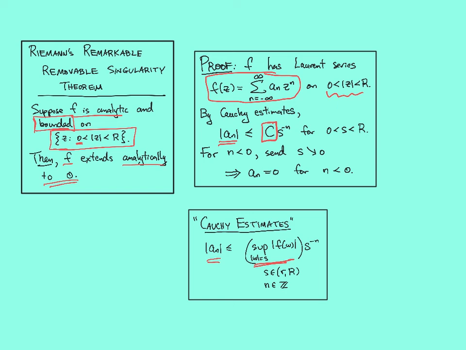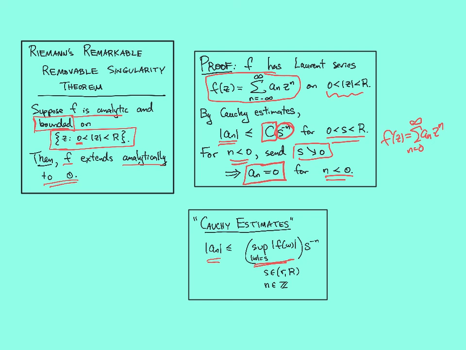And so I have s to the minus n. This is for s bigger than 0 and less than capital R. But when n is negative, I'll get s to a positive power here, and I can send s to 0 to see that a_n is 0 for all negative n. So f has to be just a power series. And so it's analytic at 0 just from boundedness near the singularity.